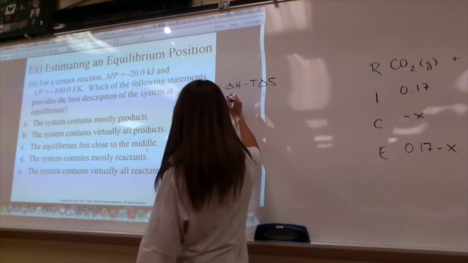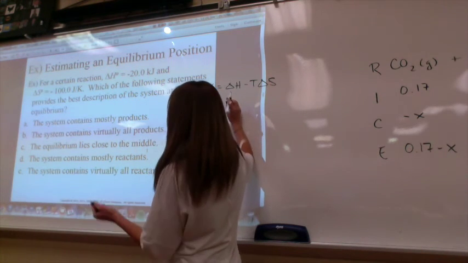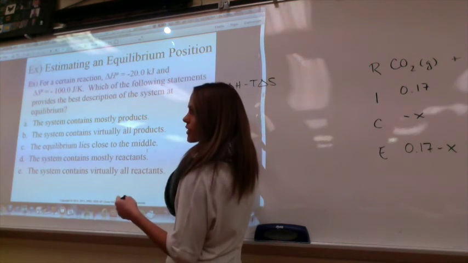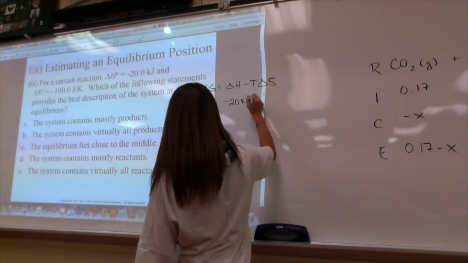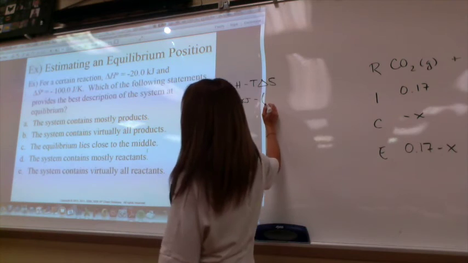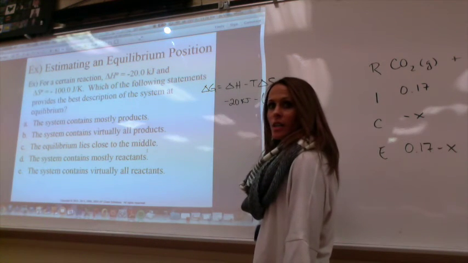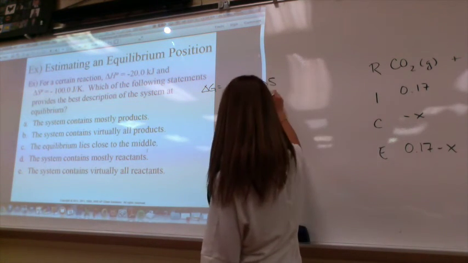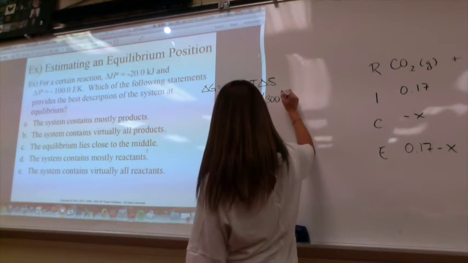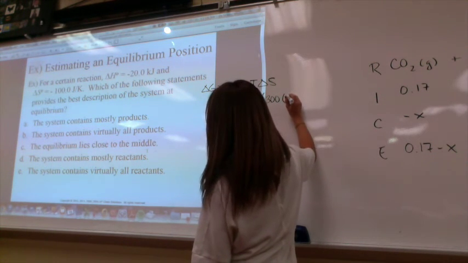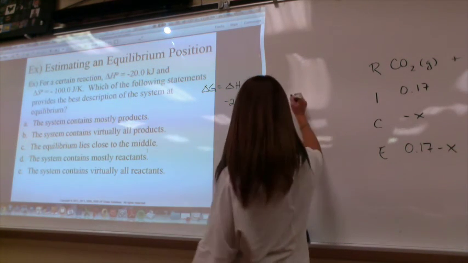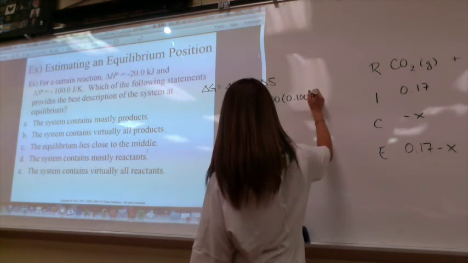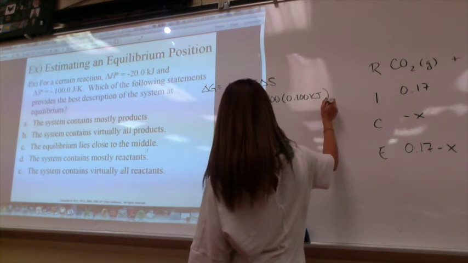All right, so I'm going to plug in. You can either go to kilojoules or joules for either of these. It's sort of up to you. But you have negative 20 kilojoules minus, and the T here is in kelvin, so that's 298. So I'm just going to plug in 300 times my delta S, which is negative 100 joules. Kilojoules, you move your decimal 3 to the left. So that's negative 0.100 kilojoules for delta S.